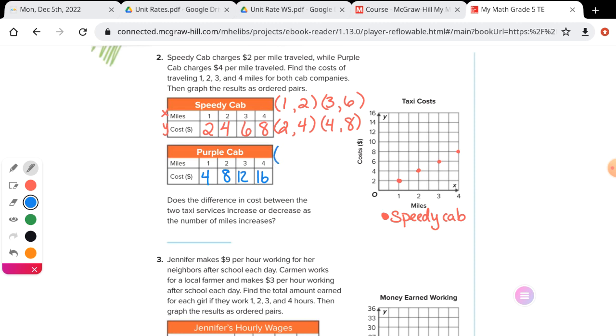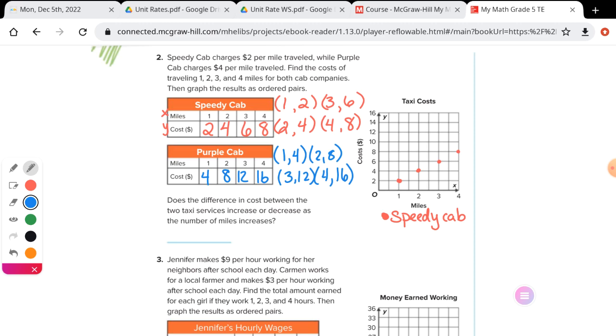What's the first one, Brennan? 1, 4. 1, 4. Sophia, what's the second one? 2, 8. Tyson, what's the third one? 3, 12. And the last one, Easton G. 4, 16. 4, 16. Now we have to graph them.